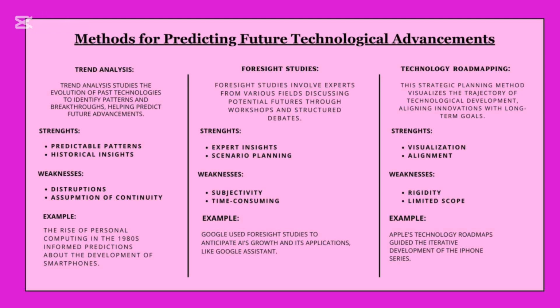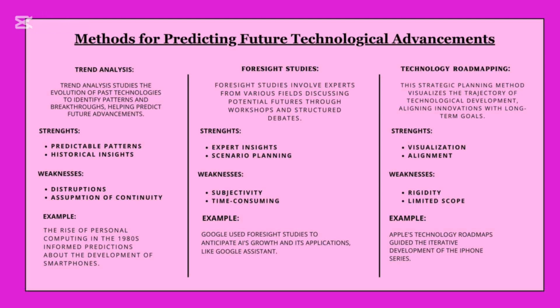communicate strategic plans. Alignment: by linking technological advancements to organizational goals, road mapping helps to ensure that resources are allocated effectively and that innovations are relevant to the organization's mission. Weaknesses: rigidity. Once established, technology roadmaps can become rigid, making it challenging to adapt to unexpected changes or disruptions in technology. Limited scope. Roadmaps may focus too narrowly on specific technologies or goals, potentially overlooking broader trends or emerging innovations.